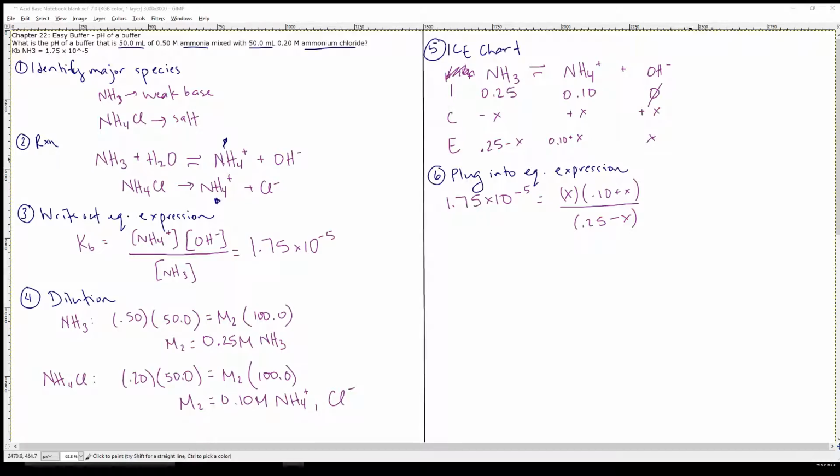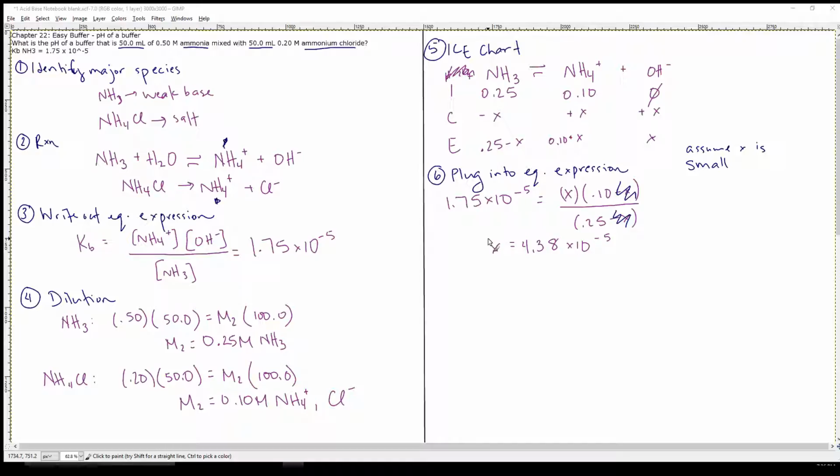Let's go ahead and use that small x assumption. So assume x is small, which allows me to cross off any x that is being compared to something via addition or subtraction. So that one's gone, and that one's gone. This allows me to find that x is equal to 4.38 times 10 to the negative 5.